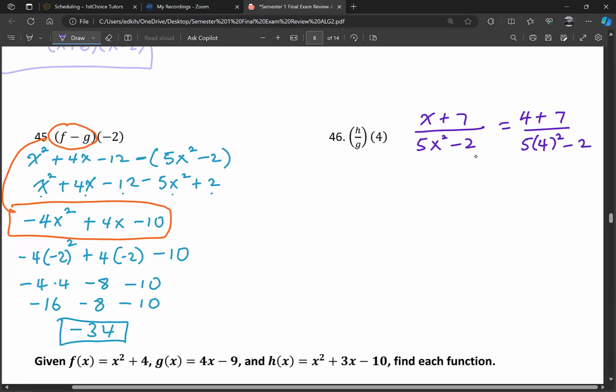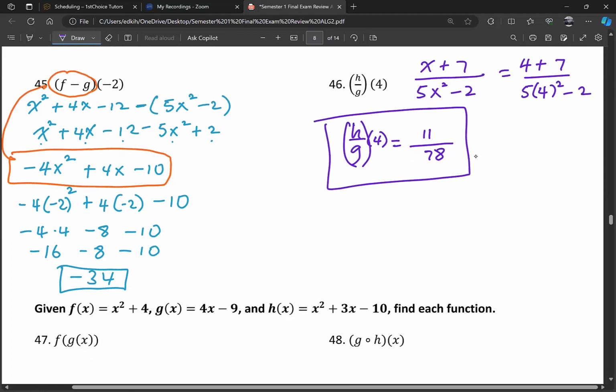Again, simple math, simple arithmetic here. What's 4 plus 7? The top is 11. 5 times 4 squared, that's 80. Minus 2 is 78. 11 over 78. So the way to write the answer out, actually, let me be honest, is h over g of 4 equals this value. That's really how I should write these answers.